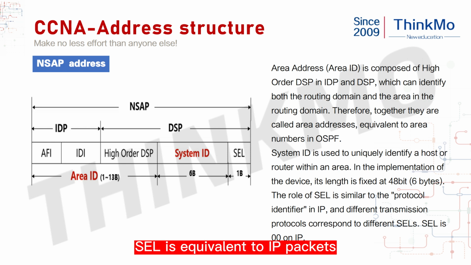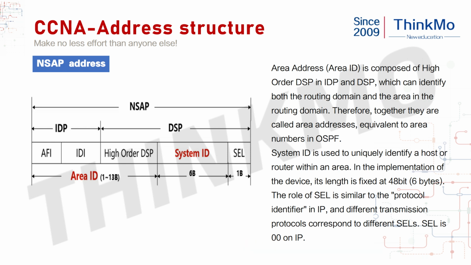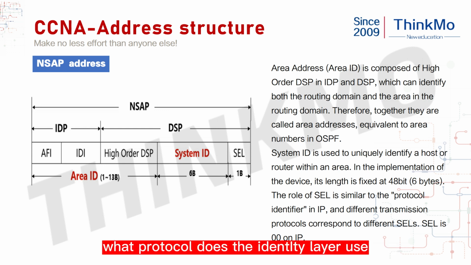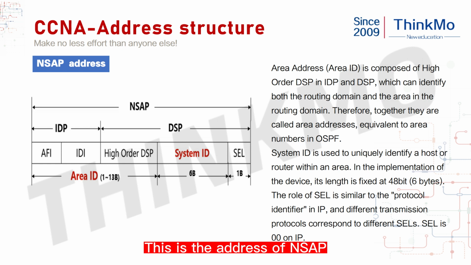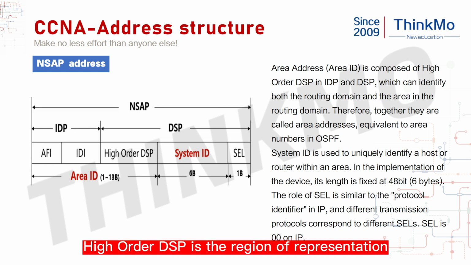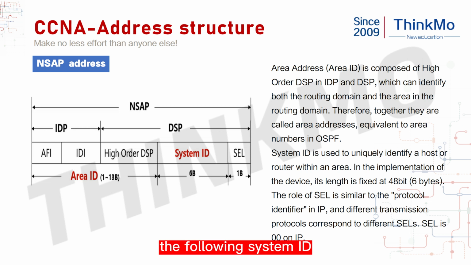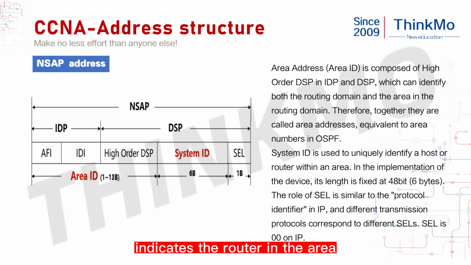SEL is equivalent to the Protocol field in the IP header. SEL is used to identify the upper layer protocol type, what protocol the upper layer uses. This is the address of the NSAP. It looks simple enough. The first three parts, AFI, IDI and the high-order DSP, represent the region, divided from the largest extent to the smallest. This actually represents a specific region. The system ID indicates the router in the area. SEL indicates the service of the router.